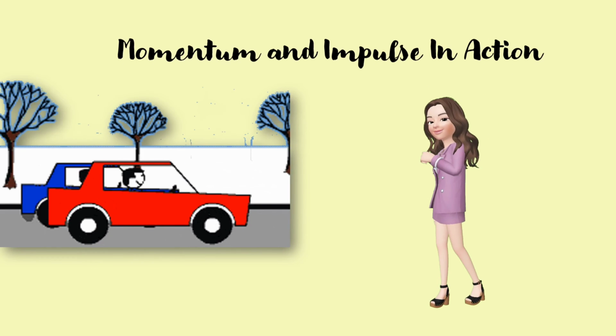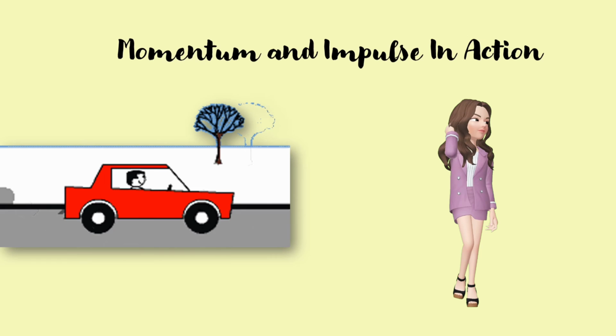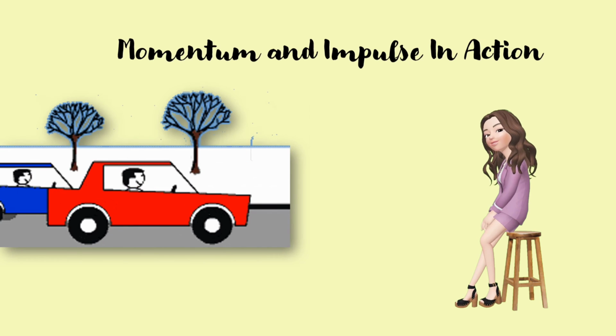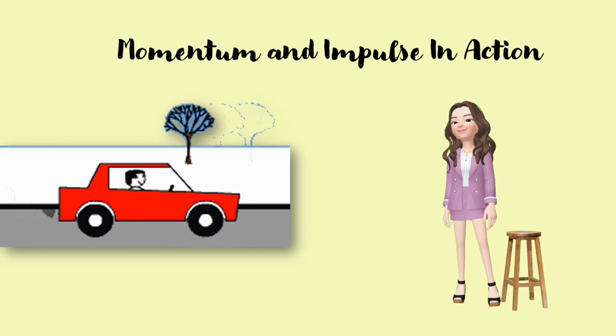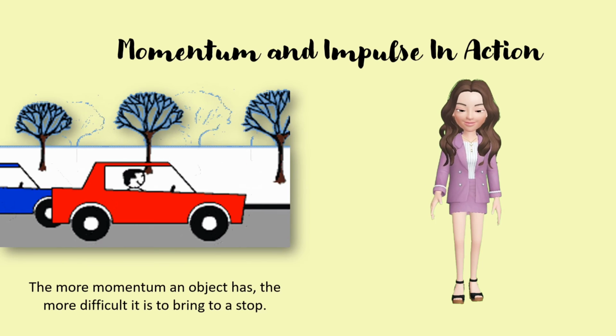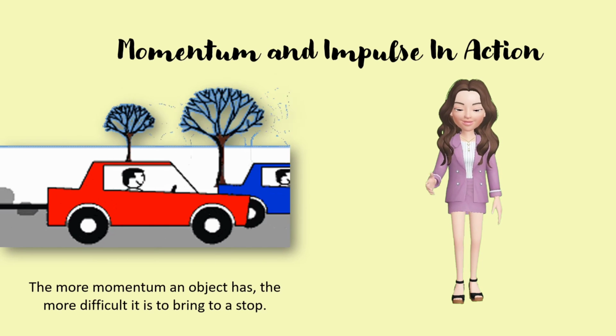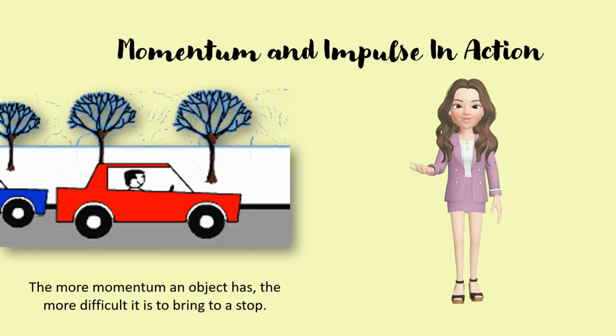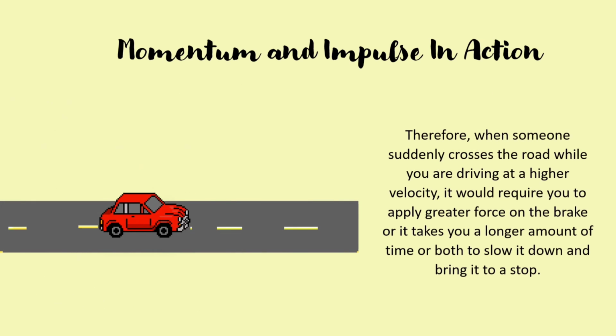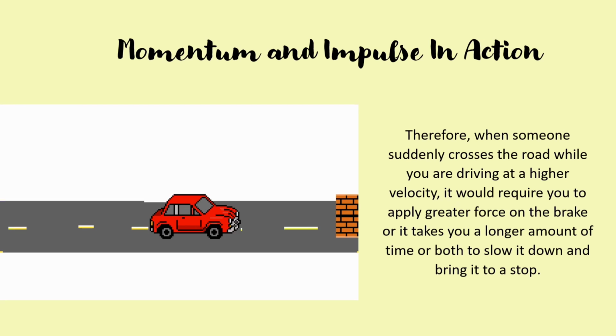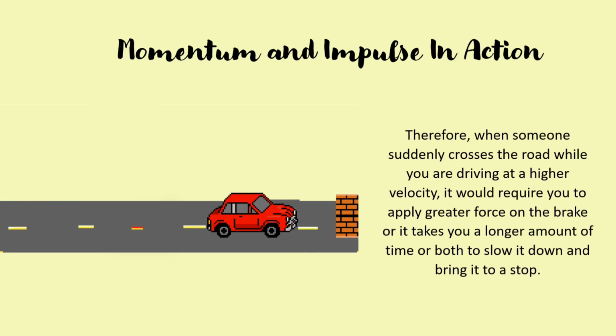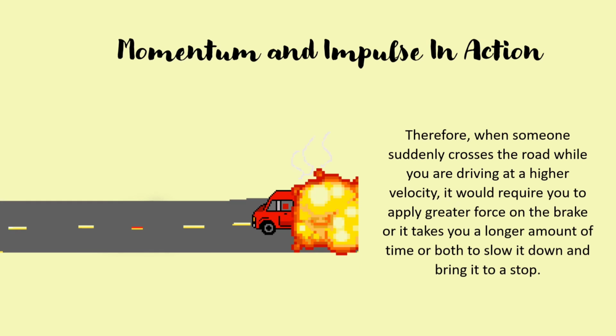Now, let us have momentum and impulse in action. Driving your car with a higher mass and higher velocity gives your car a higher momentum. The more momentum an object has, the more difficult it is to stop. Therefore, when someone suddenly crosses the road while you are driving at a higher velocity, it would require you to apply greater force on the brake, or it takes you a longer amount of time, or both, to slow it down and bring it to a stop.